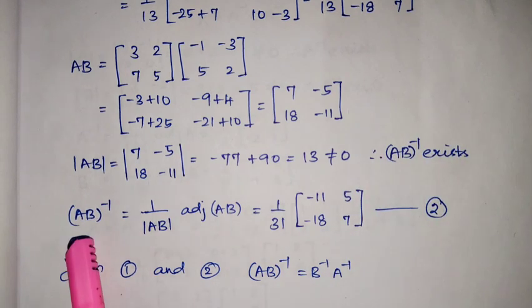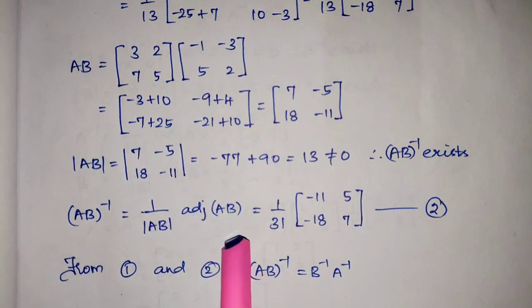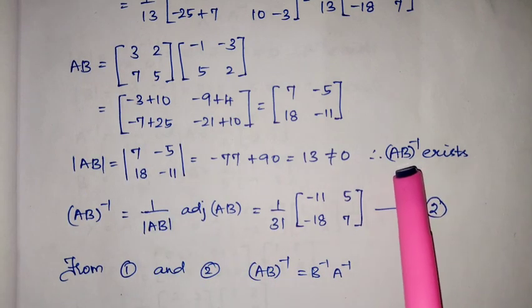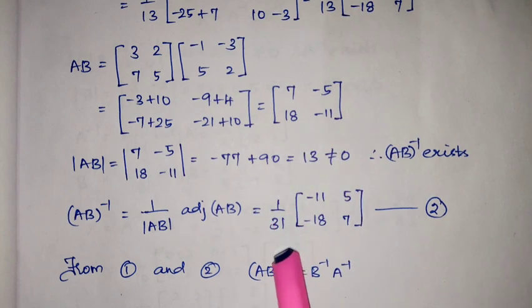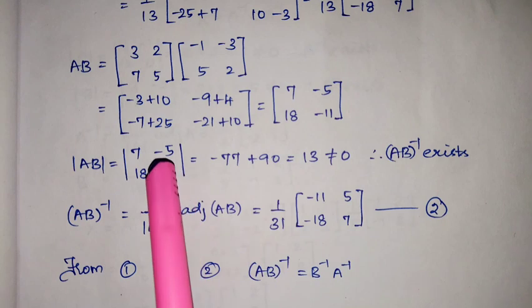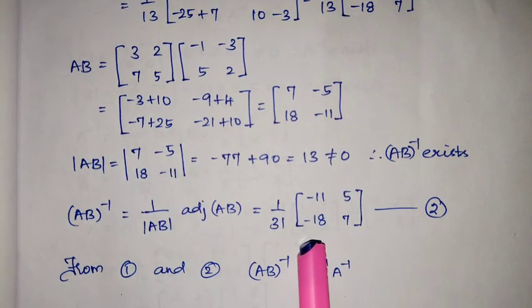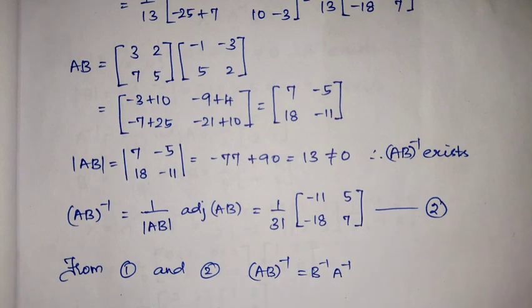So AB whole inverse is what? 1 by determinant AB into adjoint AB. 1 by determinant AB is 1 by 13. Adjoint is what? We have to interchange the two elements. So minus 11 and 7. Minus 5 becomes plus 5. Plus 18 becomes minus 18. So now from statement 1 and statement 2, we proved that AB whole inverse is equal to B inverse A inverse.